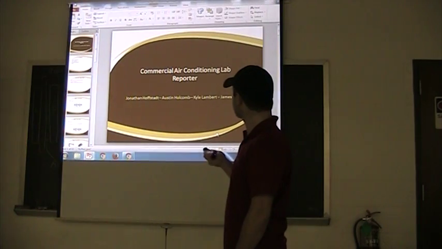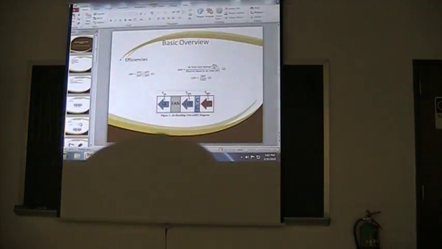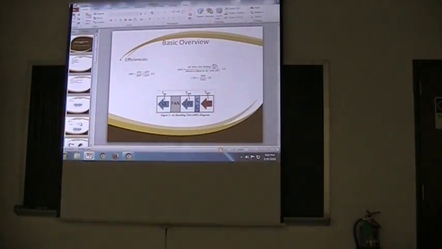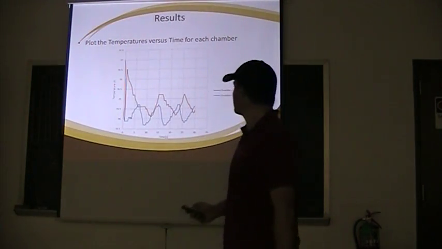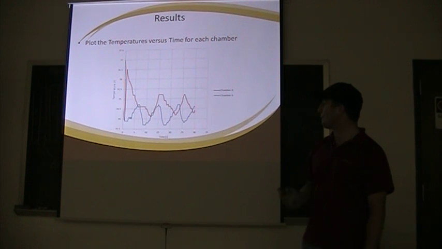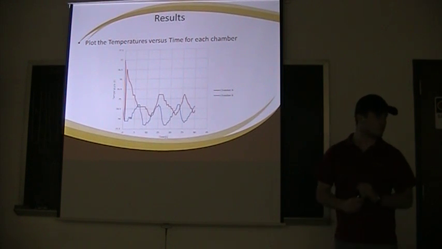So I have a question. On your graph of temperature versus time, what was the set point for both the chambers? Can you show the graph? What was the set point like? What temperatures was it set to attain? 75 degrees Fahrenheit.